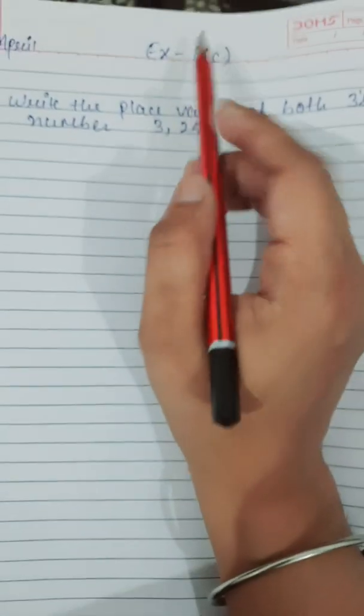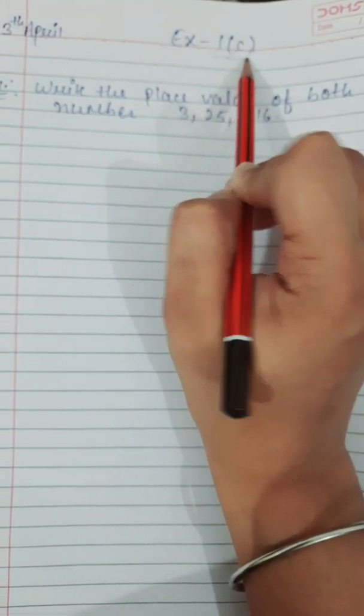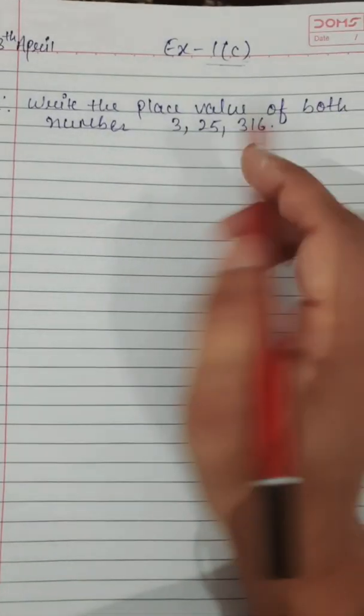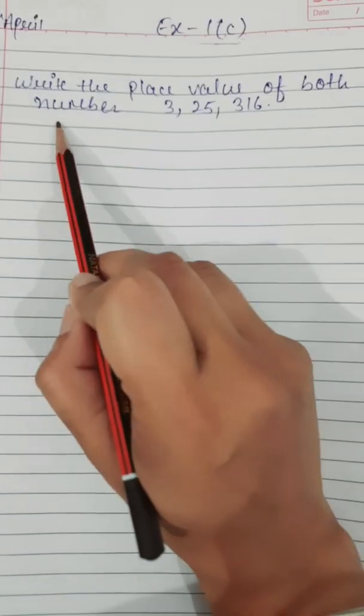Previously we have started our exercise 1C and up to question number 3 we have already discussed. Today we will start from question number 4, that is, write the place value of both 3's in the number.